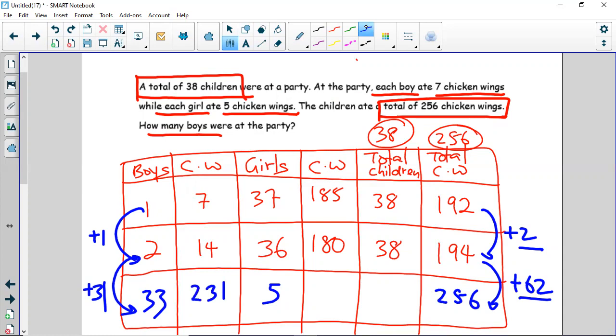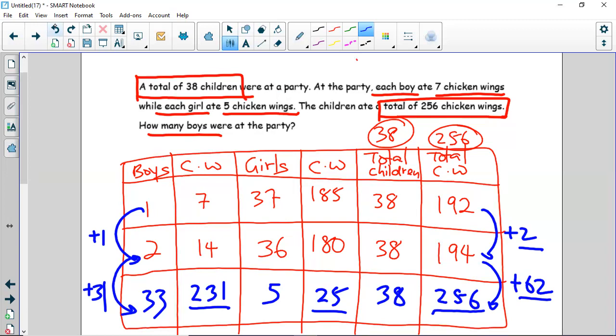If there are 5 girls, then you have 5 times 5. Right, 1 girl ate 5 chicken wings. So 5 times 5 will be 25. And the total children is still 38. And if you take the chicken wings, which is 231 plus 25, do you get the correct total? 231 plus 25, you will still get the correct total, which is 256 chicken wings eaten altogether. So which means that your answer is correct.